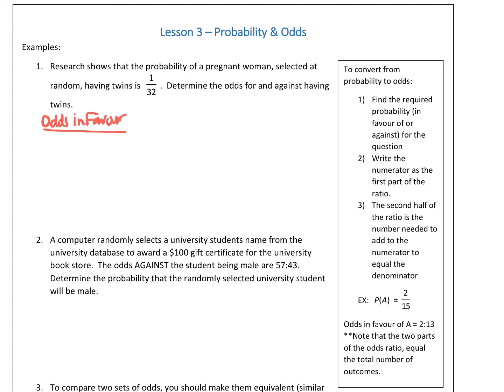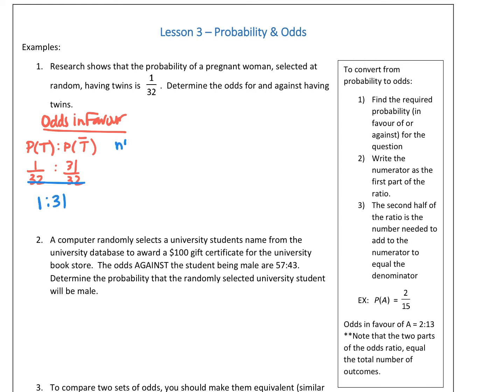So remember we have two ways of doing it. I could do the probability of having twins to the probability of not having twins, right? So if I did it that way, you could go 1 in 32, because that's my probability of having twins. Then the probability of not having twins would be all of the other cases, so 31 out of 32. And then essentially you can just cross off your denominators, so it becomes 1 to 31. So you can do it that way.